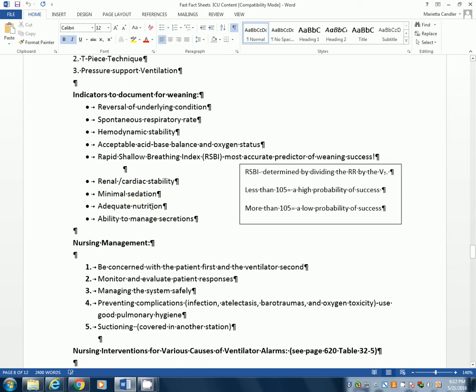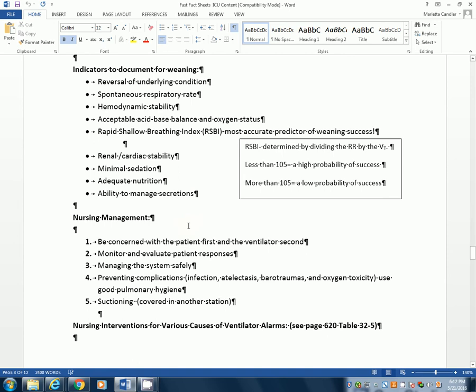Minimal sedation. If they are still having to have a lot of heavy sedation, they don't need to come off the vent. Adequate nutrition, we know that's important. That's why we make sure that they are getting either parenteral or some type of feeding, tube feeding, something while they're on the vent. And ability to manage secretions. If they can't manage their secretions and they may get choked on them, they can't cough them up, then that's another reason to keep them on the vent. So you need to know the indicators to document for weaning.